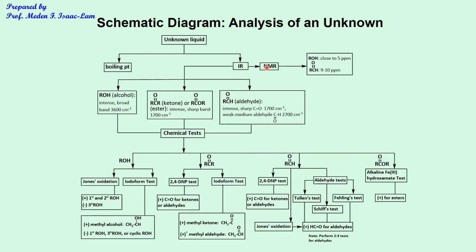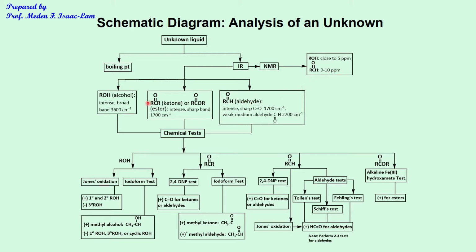if it's available. After IR, you can determine if the unknown is an alcohol because of the intense absorption band at around 3600, and then if you have a carbonyl for a ketone or an ester, there's an absorption band at around 1700. The same for an aldehyde, you have an absorption band at around 1700, but additionally you can see a weak to medium aldehyde absorption band corresponding to the CH at about 2700. The NMR can also confirm the presence of an alcohol or an aldehyde.